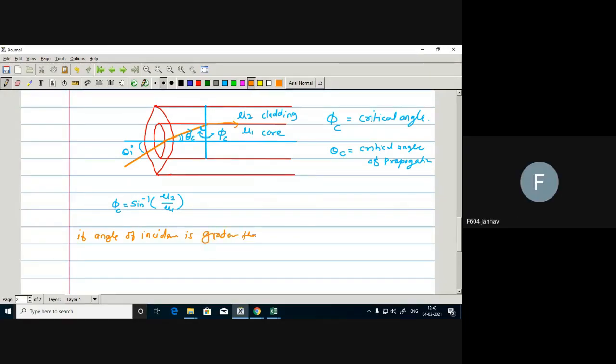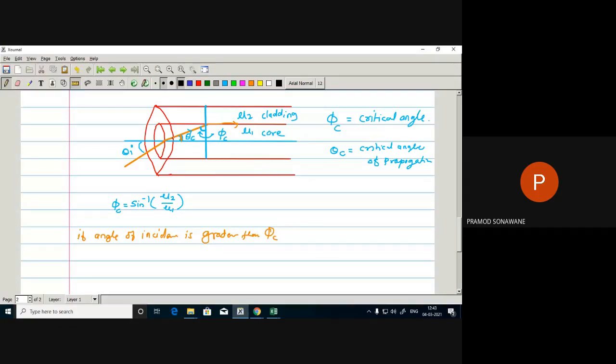Phi c, critical angle. Then the light is confined in that fiber and propagates through that core material. Okay, so that is called the angle of refraction. I'm talking about this angle of refraction. So then this angle of refraction is called the critical angle of propagation.